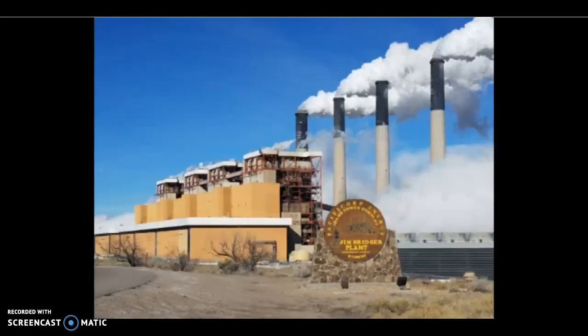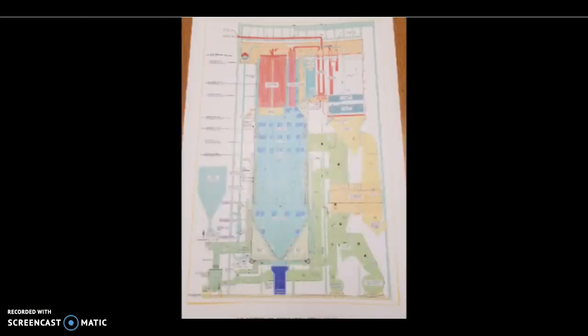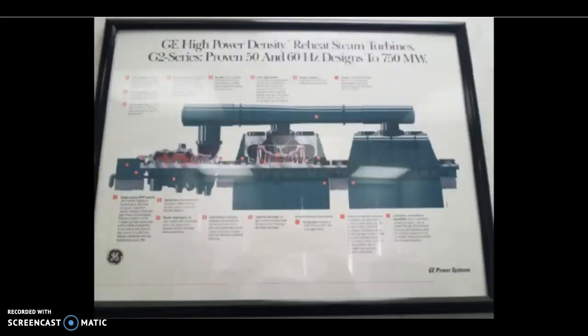This is Jim Bridger Power Plant. This is the picture of Jim Bridger Power Plant where the coal is burned. This is a simple diagram of how energy is obtained by the burning of coal. This is another diagram of units of the boiler, coal silo at the plant that obtains the energy from the coal. There are 4 of these units.